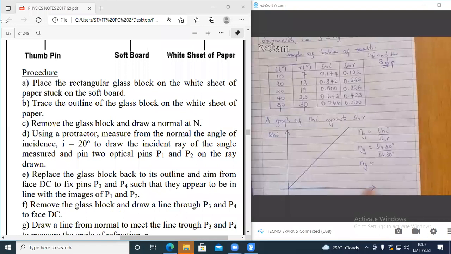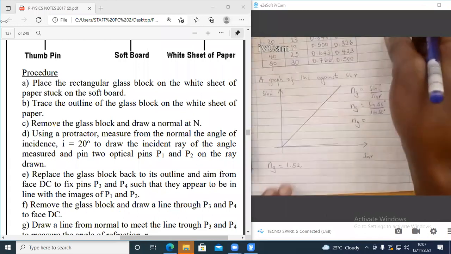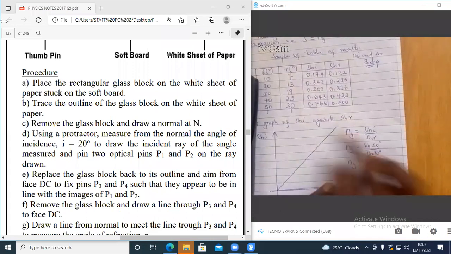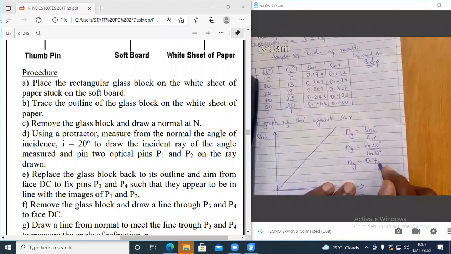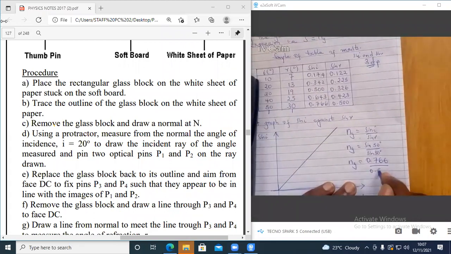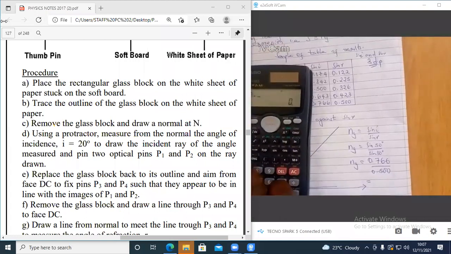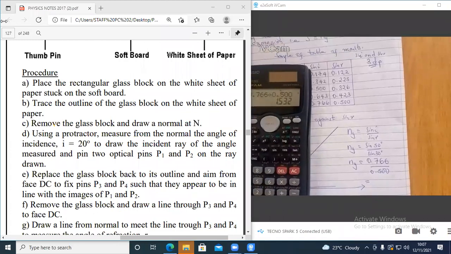The answer we should get must be 1.552. So sine of 50 is 0.766 divided by 0.500. When you divide that, what do you get? We have got 1.532.